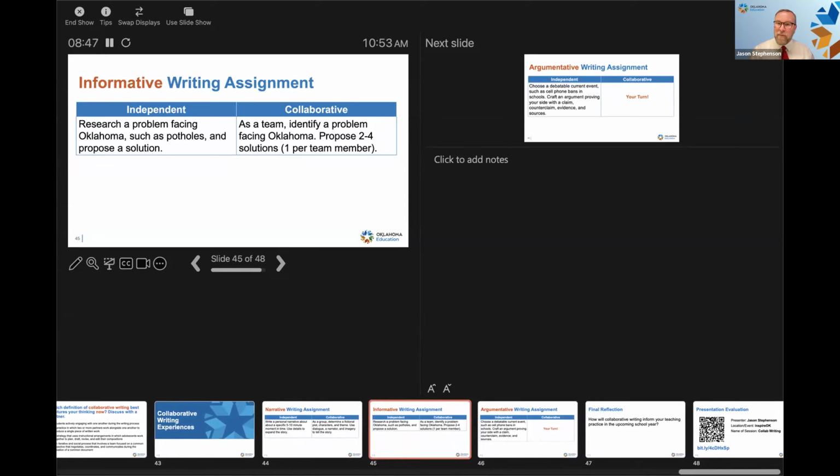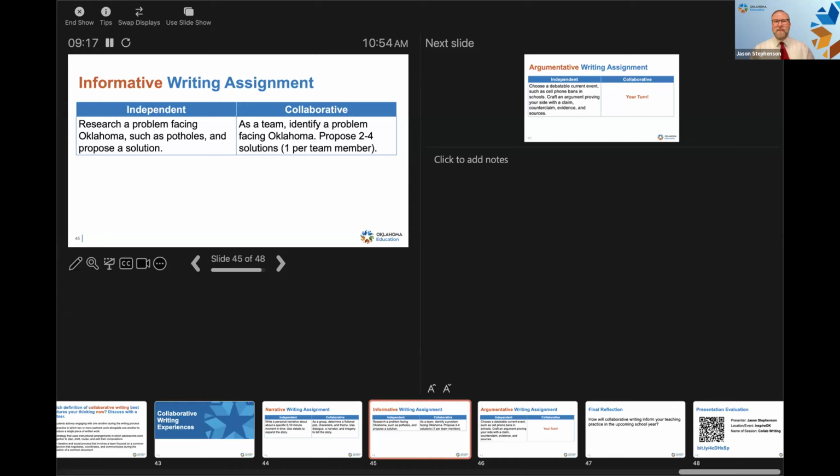If it were collaborative and you had students work with a partner or a few other people, you could say, as a team, identify a problem facing Oklahoma and propose 2 to 4 solutions to that problem, one per team member. So if they were working with a partner, there would need to be 2 solutions proposed. If they were in a group of 4, there would need to be 4 different solutions proposed to that one problem.